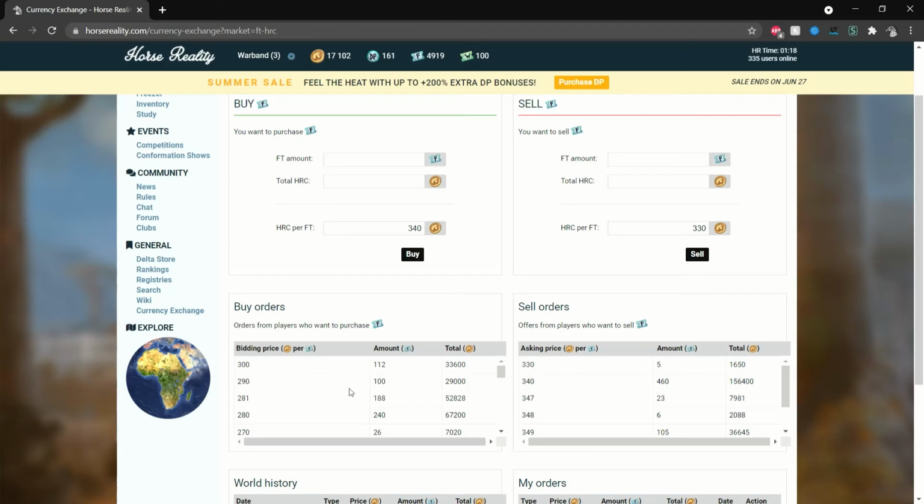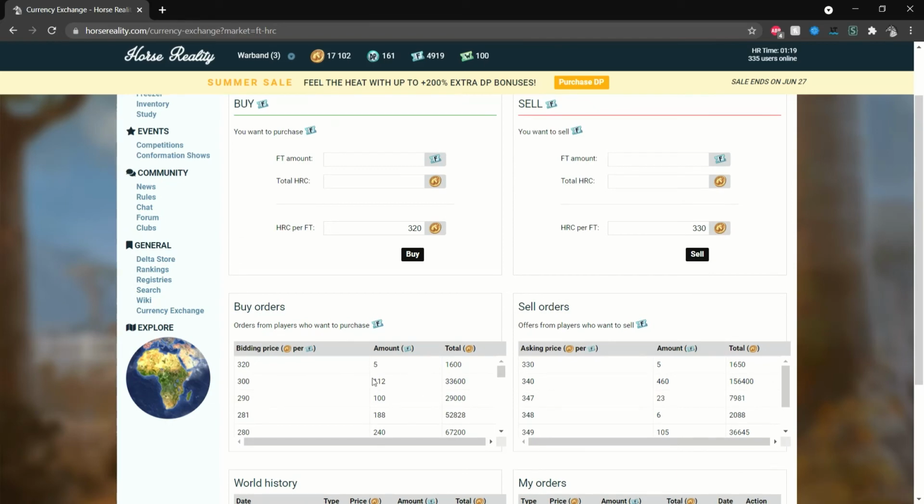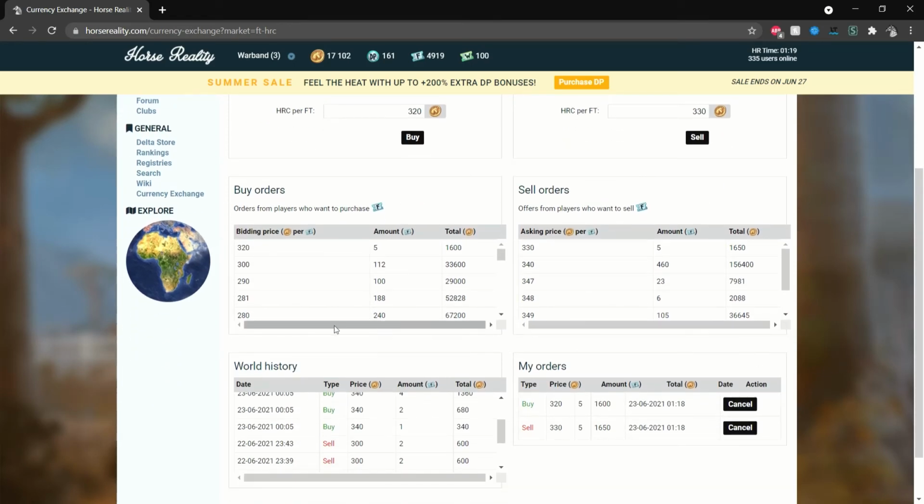Now, say I wanted to do a buy order and I wanted to be hopefully the first to buy. We would go over here and say I don't want to pay 330, I want to pay 320 for FT. Now I have a buy order in, and unless someone else comes in, I'm not totally sure how it goes, but I believe as long as no one else comes in, I should be the first one to get the 5. But for the most part, this is what you would expect for buying and selling.